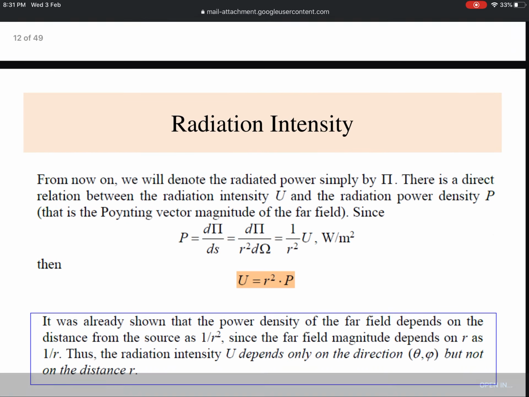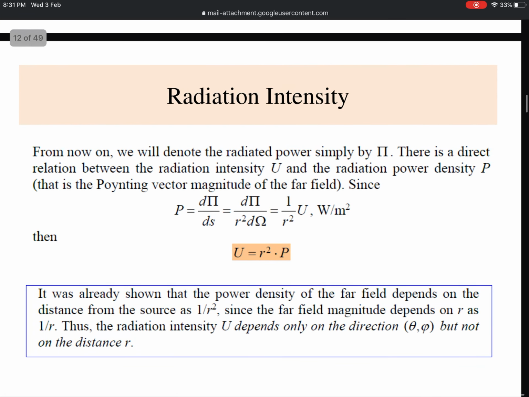From this it is clear that the power density P is proportional to 1 by r square. That is, if my radius increases, then my power density will decrease with the inverse square. Whereas radiation intensity doesn't depend on r; radiation intensity depends on theta and phi and the solid angle that you have selected. This is a very important parameter that relates your radiation intensity and power density.